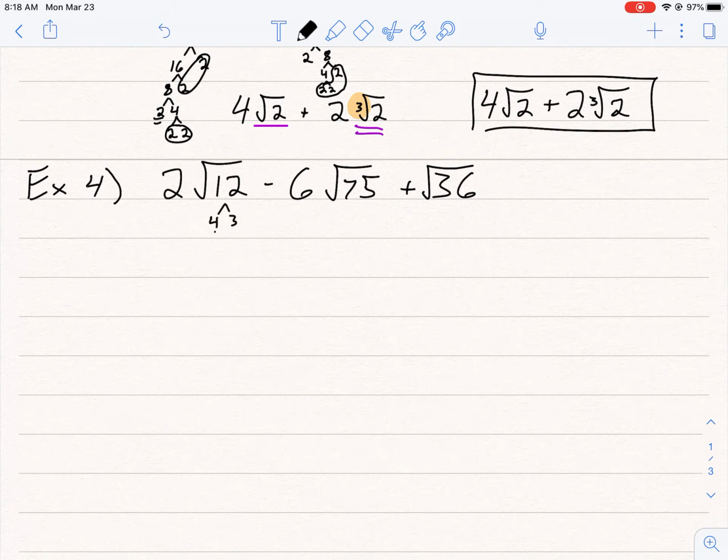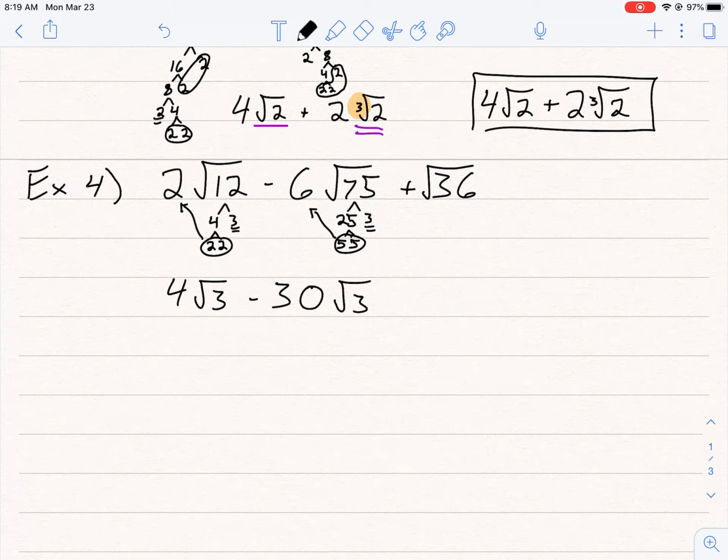12, that's going to be 4 and 3, which is 2 and 2. So that's my pair. That's my leftover. And that 2 gets multiplied with this 2 on the outside as well. So this becomes 4 square root of 3. 75, that's 25 and 3. 25 being 5 and 5, so there's my pair, that's my leftover. That 5 is going to multiply with this negative 6 in front as well, so that gives me a negative 30 square root of 3.